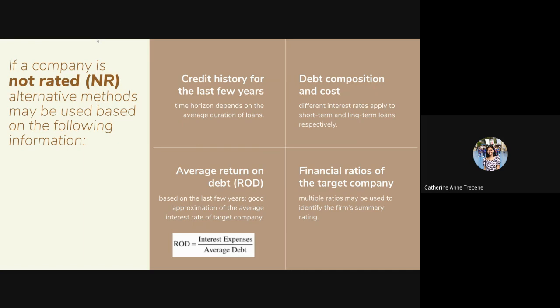Next, we have debt composition and cost, since there are different rates that would apply to short-term and long-term loans respectively. So short-term debt would be generally more expensive than long-term debt. Next, we have ROD, or the average return on debt of the last few years. So you can compare the ROD of a company from different periods or compare to companies within the same industry. So ROD is a good approximation of the average interest rate of the target company. It measures the interest rate and is calculated annually, which is equal to the ratio of interest expenses to average debt. Thus, the formula ROD equals interest expenses over average debt. And lastly, we can use the financial ratios of the target company. Multiple ratios may be used to identify a firm's summary rating.